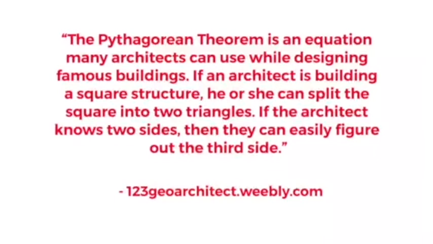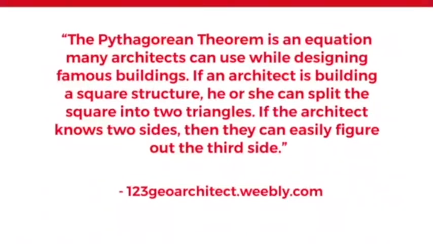The Pythagorean theorem is an equation many architects can use while designing famous buildings. If an architect is building a square structure, he or she can split the square into 2 triangles. If the architect knows 2 sides, then they can easily figure out the third side.